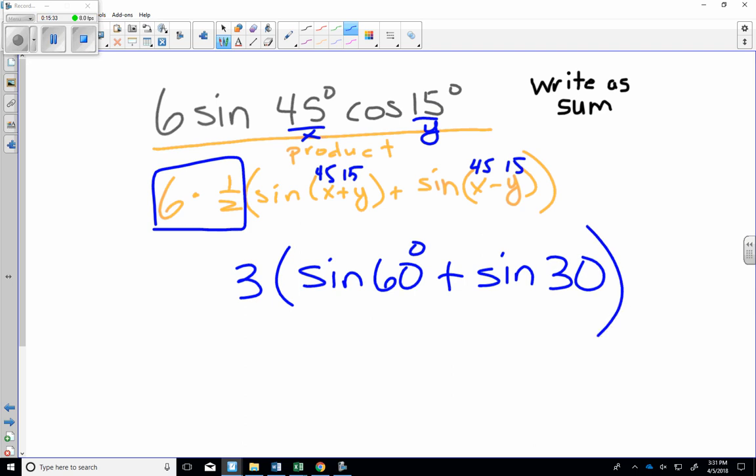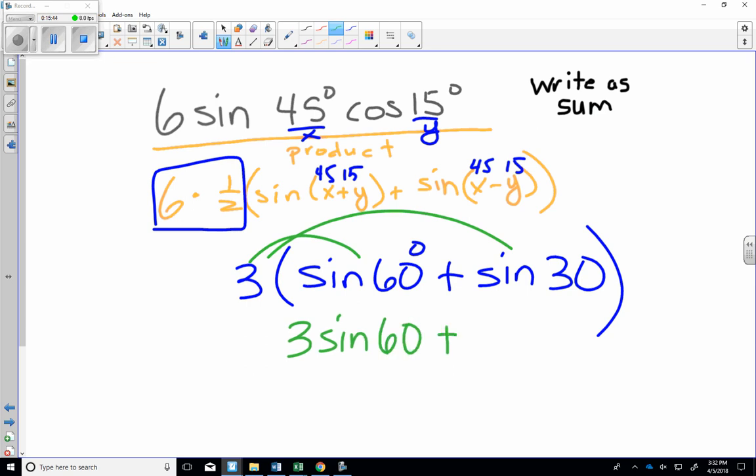Now we do not have a sum yet because we have this 3 on the outside of our parentheses, so we distribute the 3 to both of those things, and get 3 sine 60 plus 3 sine 30. There's a sum. Now if it actually asks you then to evaluate the exact value of this thing, well, you could do a half angle formula for this, because that's 30 degrees divided by 2, and then figure out all of that and multiply it all together.